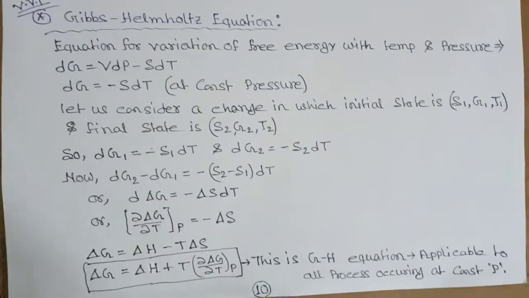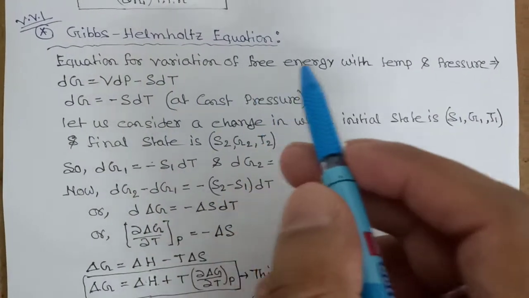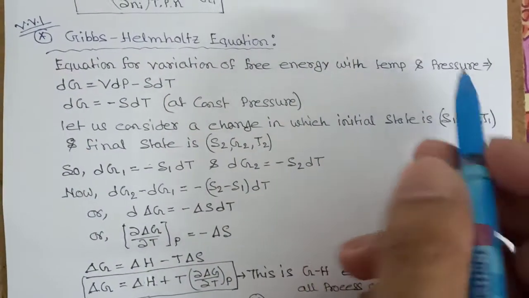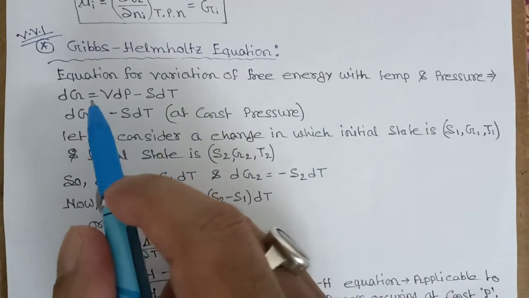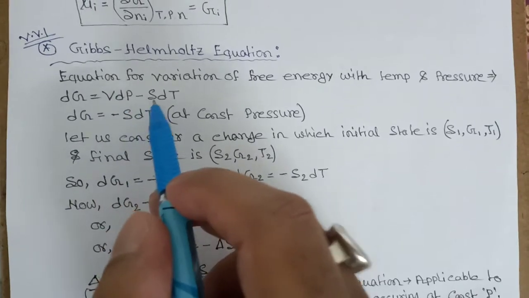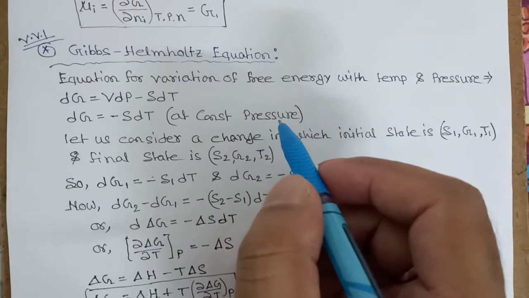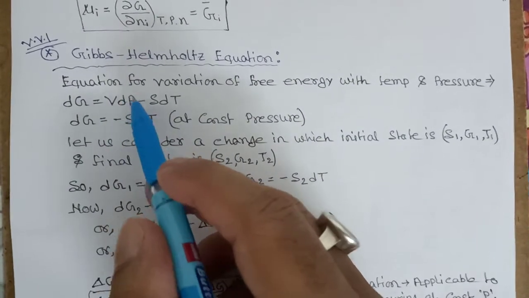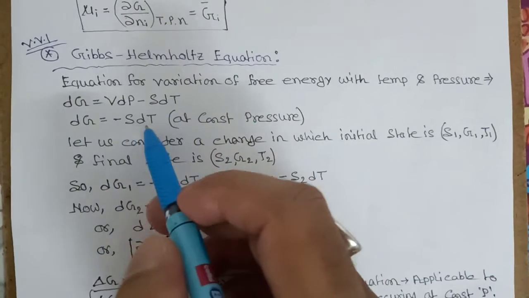Now this is most important, the Gibbs-Helmholtz equation. The equation for variation of free energy, that is G, with temperature and pressure, that is T and P, is given by dG is equal to VdP minus SdT. Now when pressure is constant, then dP will be 0, so this term will vanish. So we can write dG is equal to minus SdT.